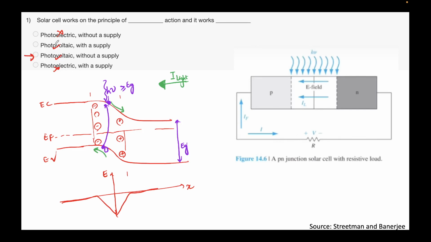Okay, please note that photoelectric is different. There are applications, but solar cell does not work on that. Okay, and the key principle is the generation of electron hole pair and the traveling of those electrons and holes as per the electric field which is present.